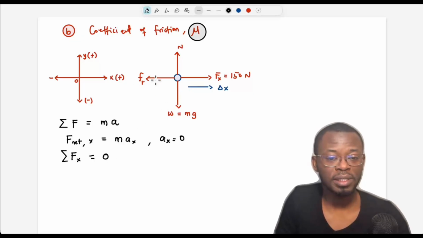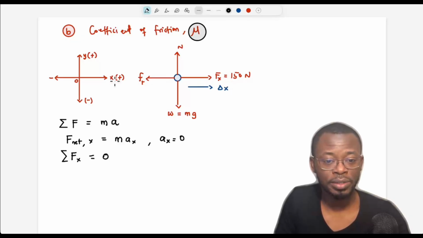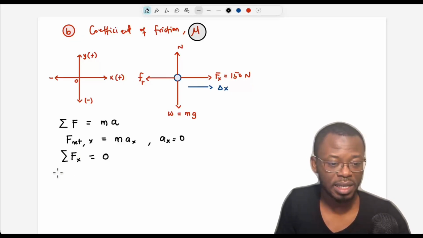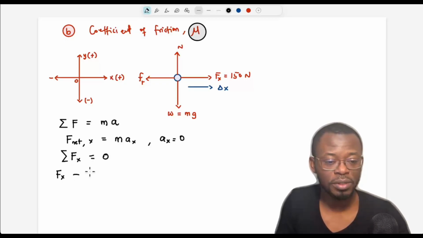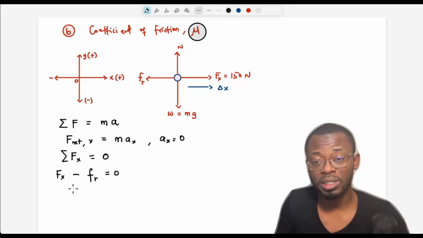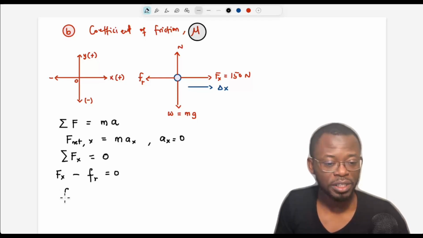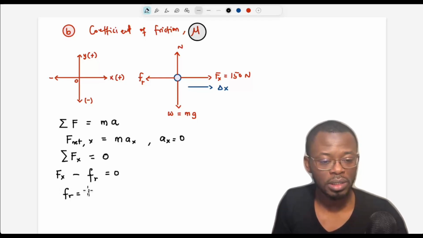Now, what are the forces acting along the horizontal direction? We do have, to the right, which is positive, the Fx applied, and then opposing that force is the friction force, and that is equal to 0. So we can see that the applied force is just equal to the friction force. That is why the object is moving at a constant speed, because the net force is not producing any net acceleration. So we have the friction force is equal to the Fx.